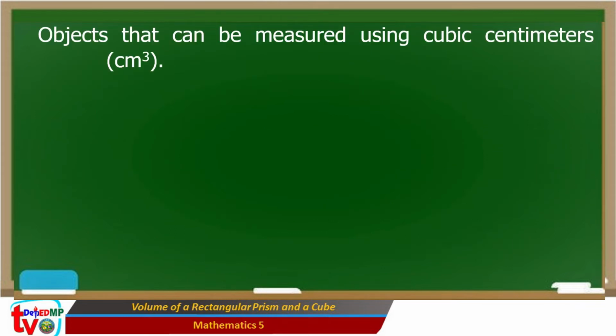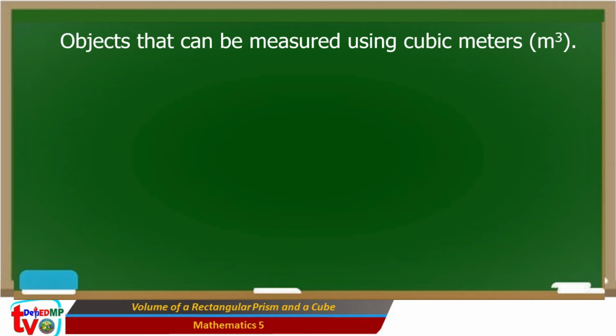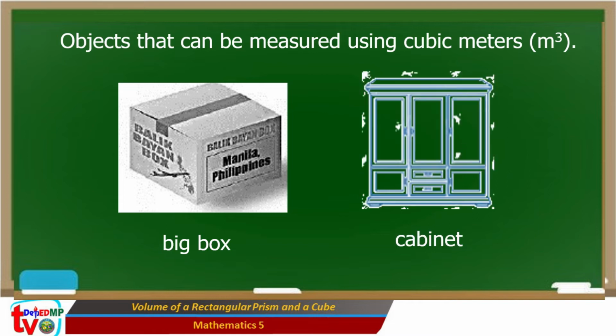Objects that can be measured using cubic centimeters: ice cubes, dice, book. Objects that can be measured using cubic meters: big box or cabinet. Very good for listening to the discussion of lesson 2 on naming the appropriate unit of measure used for measuring the volume of a cube and a rectangular prism.